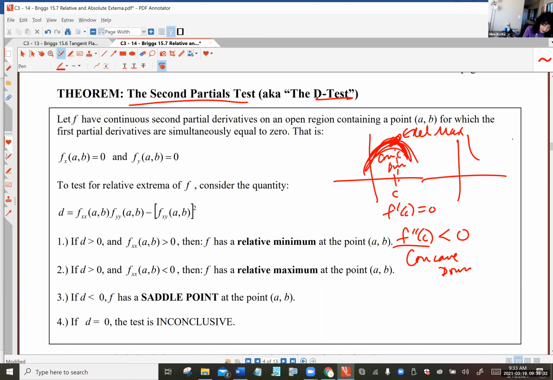On the other hand, if you had a critical point at c that you already found because your first derivative was 0, and you evaluated that critical point at the second derivative and it was positive, that meant the graph was concave up, and that meant you had a rel min.